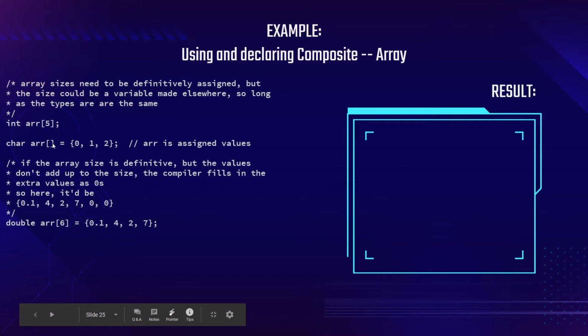You could declare it here. If you don't declare it here, you have to make up some length here. And if the array size is definitive, but the values don't add up to the size, the compiler's supposed to fill in, not in C++, but in most other languages it will. Again, do be warned, you might get some garbage values. If you want to have a fill-in, what I would recommend is either manually fill it in, or just write bracket 0 bracket.